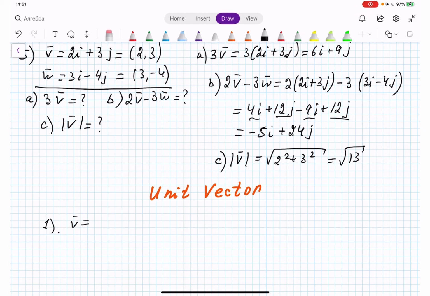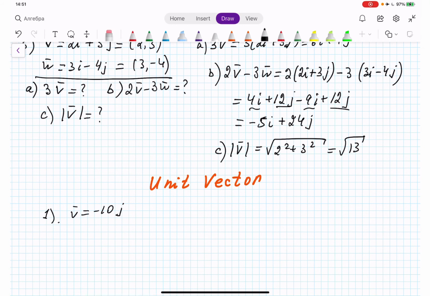Vector v is equal to negative 10j. And we need to find unit vector u, which is equal to vector v divided by the magnitude of vector v. That will be your unit vector.